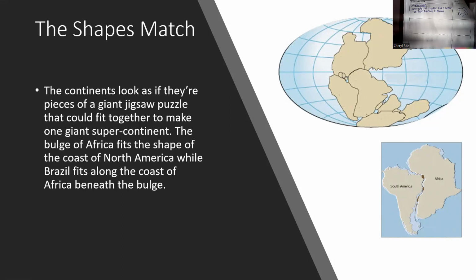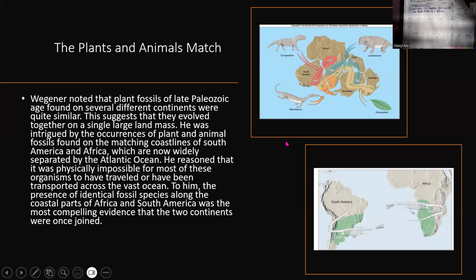Yesterday, I asked you to go through these different slides and pull out the most important information. We already did yesterday, the shapes match. Basically, the key idea of that slide was that it was like a giant puzzle piece. Like you can put together the continents like are shown here. The next slide was that plants and animals matched. Now this one might have been a little confusing, but what was the gist that you were getting out of this one? What notes did you put in your packet for this one?